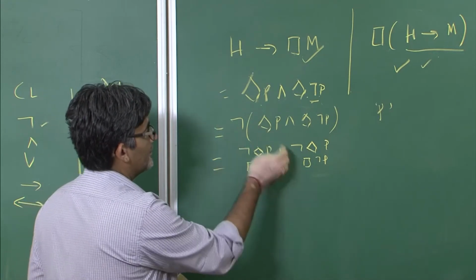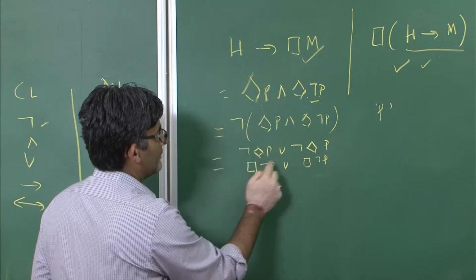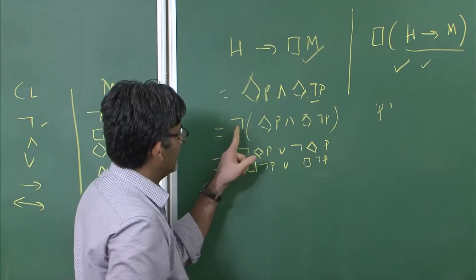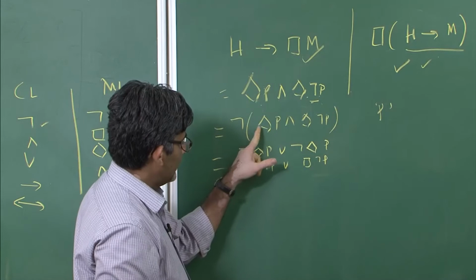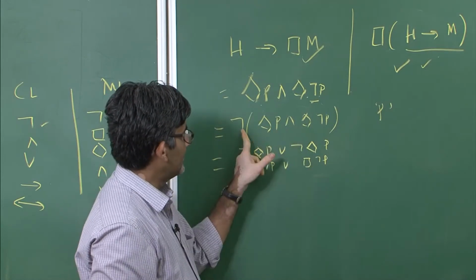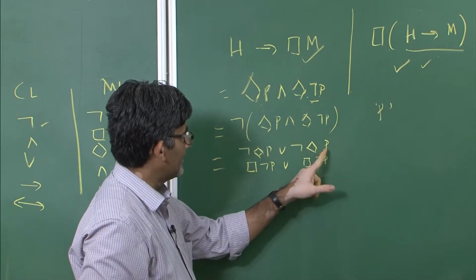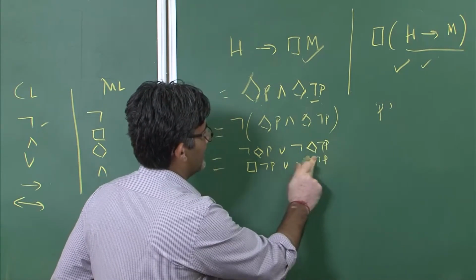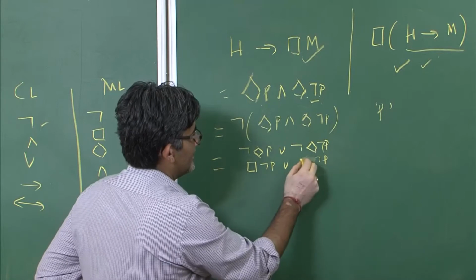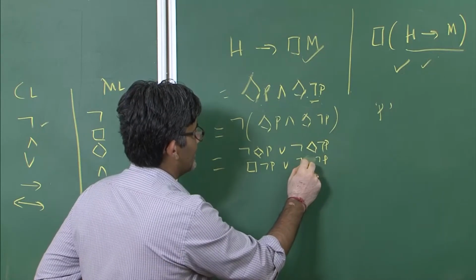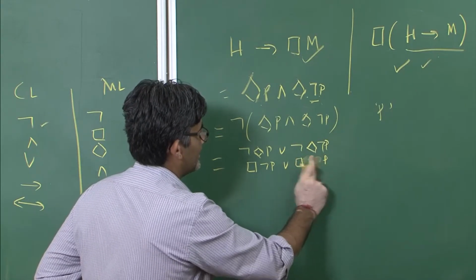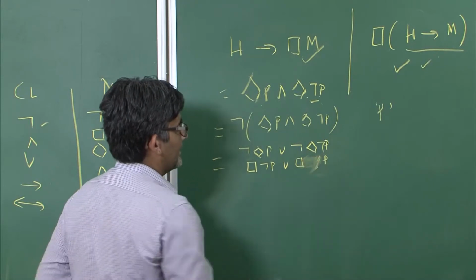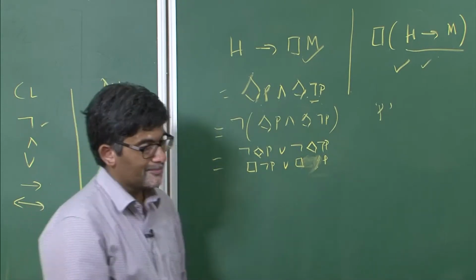The negation of this one, second, negation of this and negation of possibility of not P. Sorry, this is not P. So not P is as it is. So this is a negation of not P. So this becomes this one, negation of necessity of P.